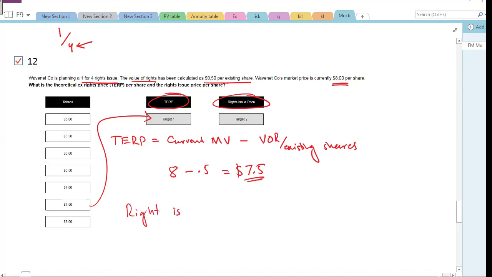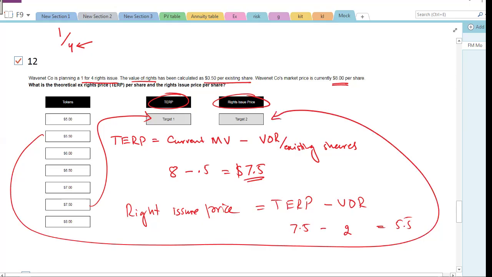Right issue price is the theoretical ex-right price minus the value of the right. Okay. I didn't say for existing shares only. I said value of the right. So for an existing share, if it is 0.5, then for the four shares in total, it will be 0.5 multiplied by 4. So half, half, half, half will make it 2. So that's $2. So 7.5 minus $2 will be 5.5. So which one is this? This one. Okay. So issue price.